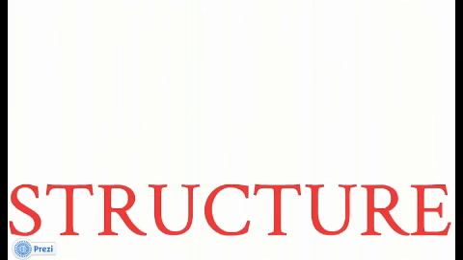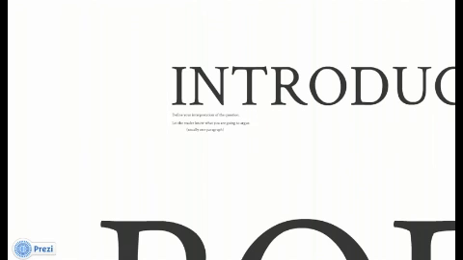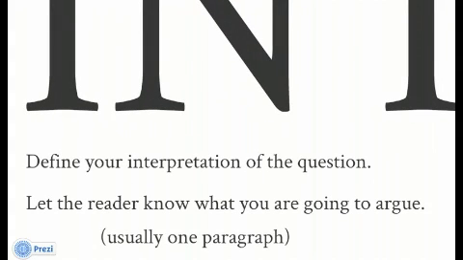Once we have a general idea about what we are going to argue, we then look to structure, or the organization of our arguments. Essay structure is usually broken down into three parts: introduction, body, and conclusion. The introduction is used to define your interpretation of the question. Also, you need to let the reader know what you are going to argue. This is usually only one paragraph long.